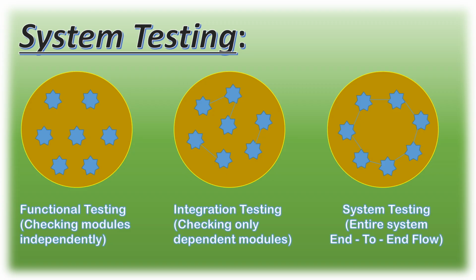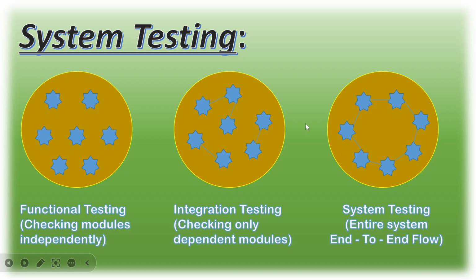So let's see the diagram. Till now we have learnt about functional testing and integration testing. During functional testing, what exactly did we used to do? We used to check the modules independently. But in integration testing, we used to check the modules that are dependent on each other. But during system testing, we have to check the whole system, like the end-to-end flow.